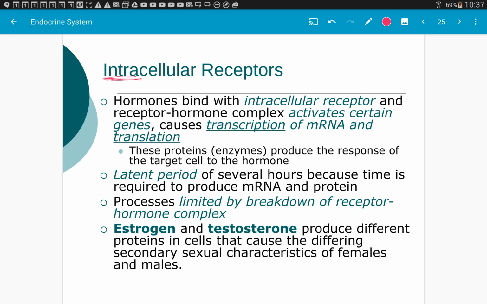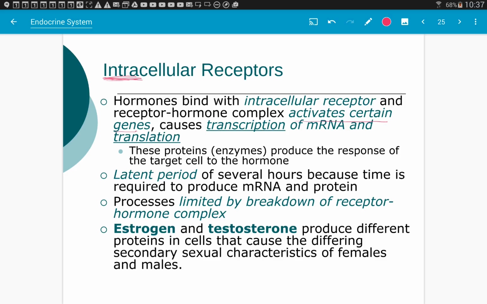And so when a hormone passes through the plasma membrane and binds to a receptor inside the cell, it's going to have direct effects on activities inside the cell. For example, like activating certain genes, which will then create a protein and have a response to whatever a particular hormone was released in the first place. So, as it says here, when it binds, it activates certain genes, and it leads to transcription and then translation.